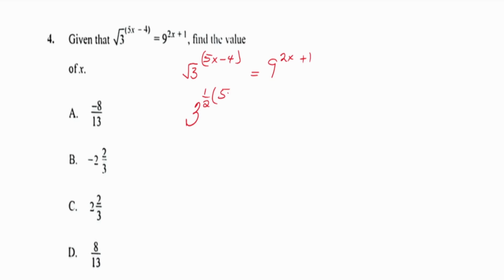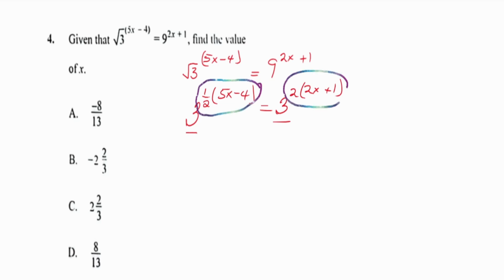Then the 5x minus 4 is attached as the exponent. Now 9 can also be expressed to the base 3, so 9 becomes 3 squared. Then we remember to multiply by 2x plus 1. The parenthesis is very necessary, because without it the 2 will multiply only the 2x without multiplying the 1, but it's multiplying the whole exponent. And now that the bases are the same, we can equate the exponents to solve for x.